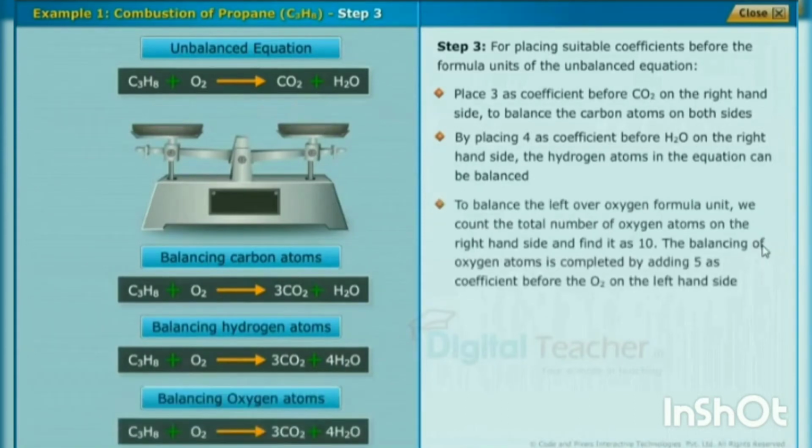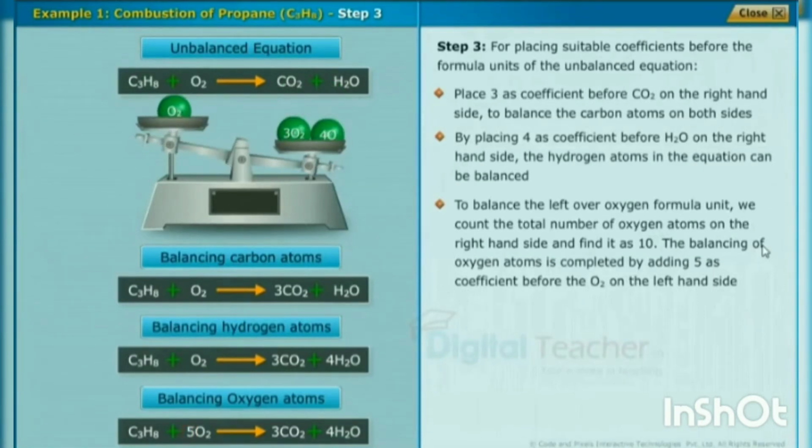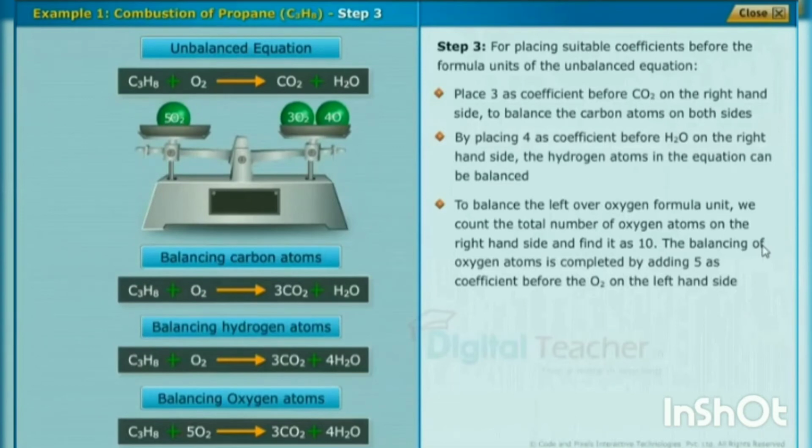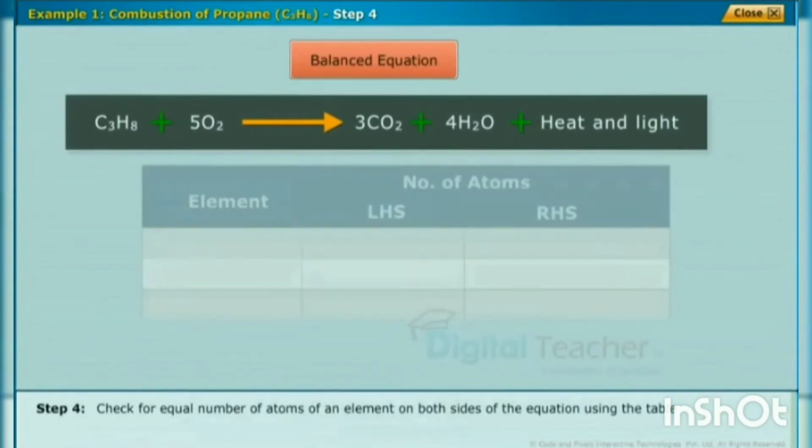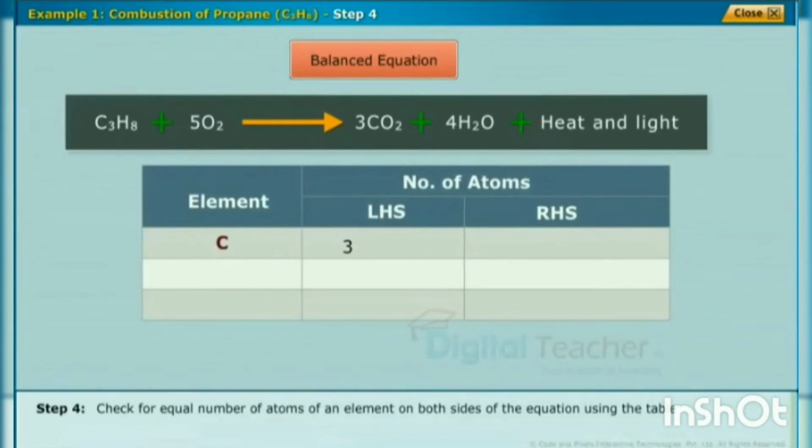Now as we can see, the number of carbon and hydrogen atoms are balanced. The remaining element is oxygen, and to balance it, we add 5 as a coefficient on the left hand side. The balancing requires a hit and trial method, so you can start with any term of your desire. But at the end, the number of atoms of elements present on the left hand side should always be equal to that of the elements present on the right hand side.